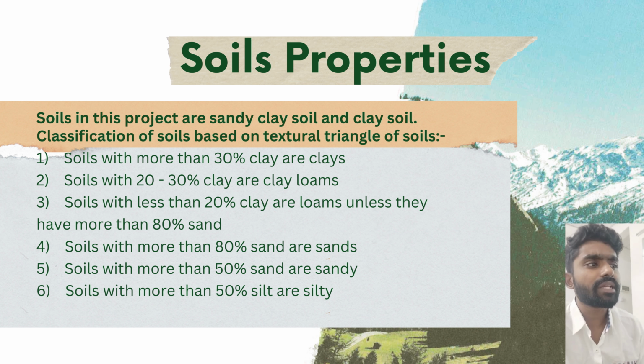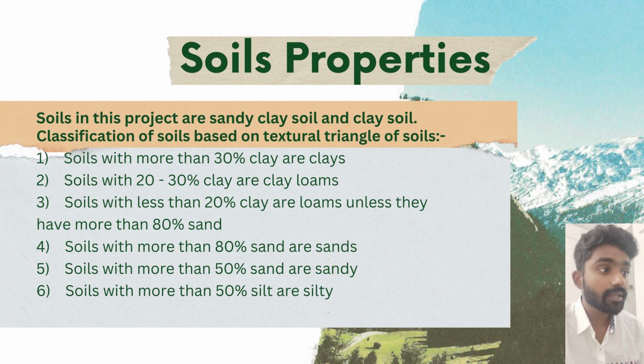Soils with more than 30% clay are clays, soils with 20 to 30% clay are clay loams, soils with less than 20% clay are loams unless they have more than 80% sand. Soils with more than 80% sand are sands, soils with more than 50% sand are sandy, and soils with more than 50% silt are silty. Silty is like sandy clay soil.